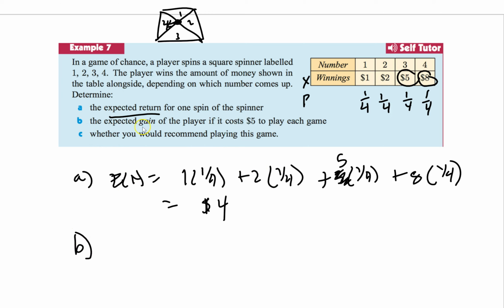Next, the expected gain of a player if it costs $5 to play the game. That's a little mischievous wording there. You expect to make $4. It costs $5 to play. So if you play this game, on average, you're going to be losing $1. That's what's going on there. So expected gain is negative $1. I'm not cool with that wordplay, but it's negative $1.